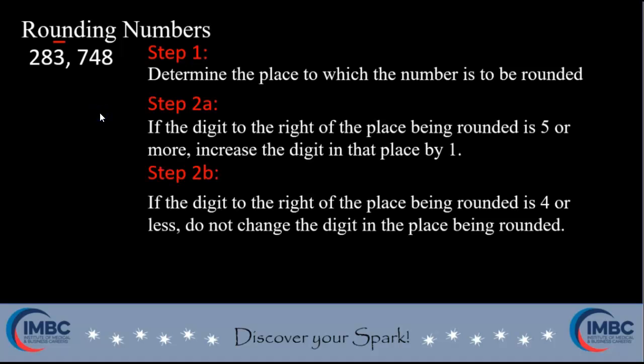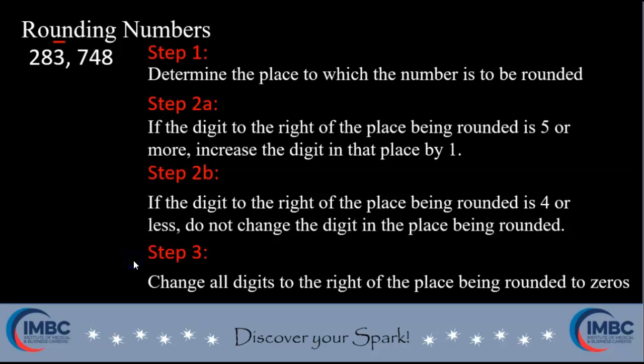Steps 2a and 2b go together. If the digit to the right of the place being rounded is 5 or more, so here's our placeholder, the number to the right is in the hundreds position. It's a 7, so it is 5 or more. We increase the digit in that place by 1. Step 2b: if the digit to the right of the place being rounded is 4 or less, do not change the digit in the place being rounded. So if this 7 was a 4, we would just leave the 3. Because 7 is 5 or more, we're going to increase the 3 by 1, so that's going to be 4.